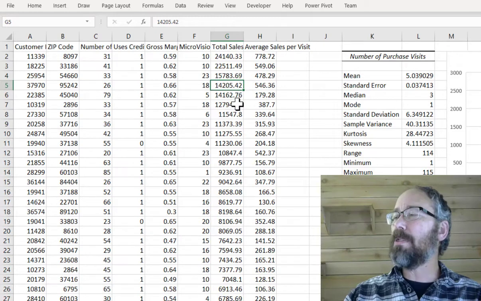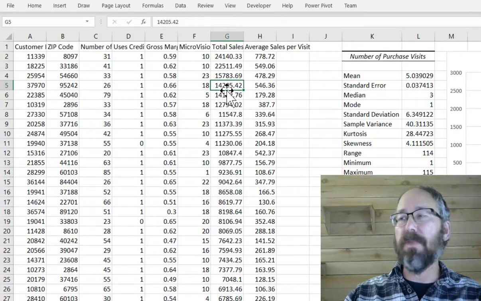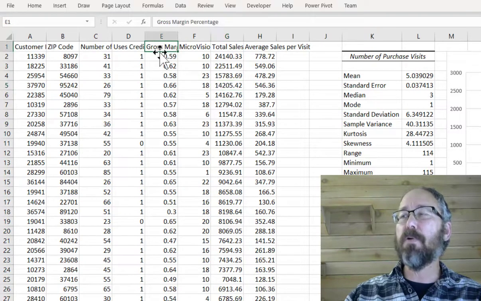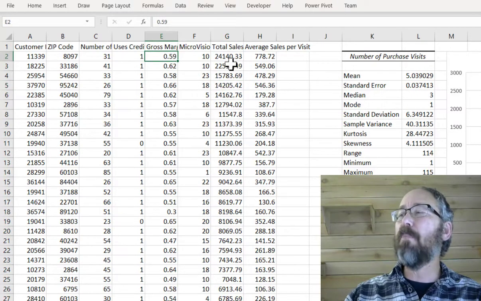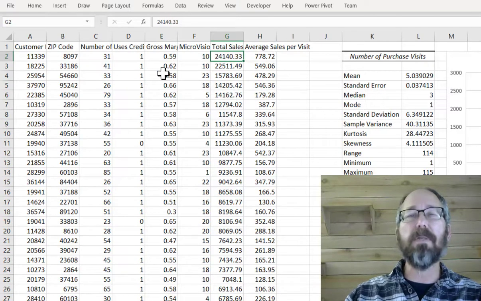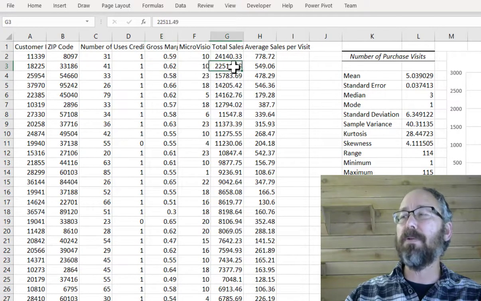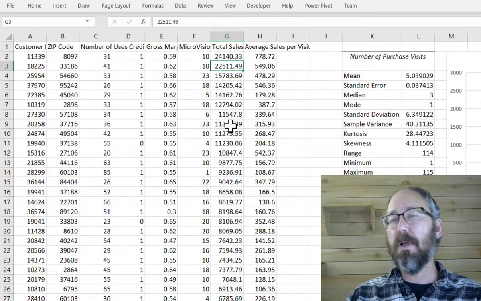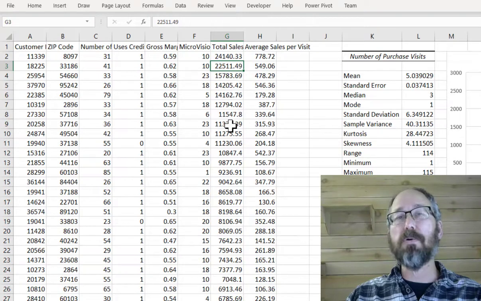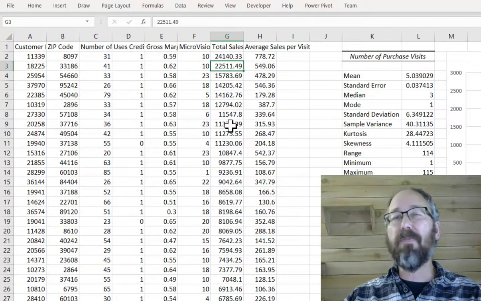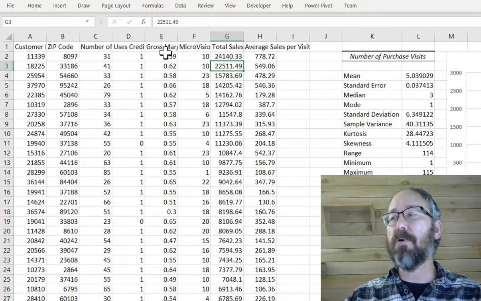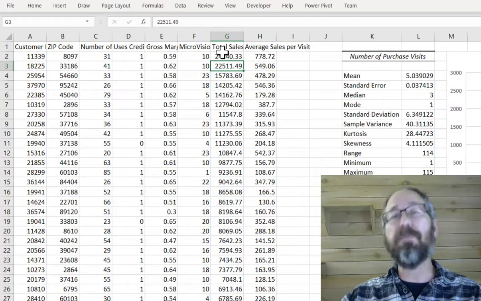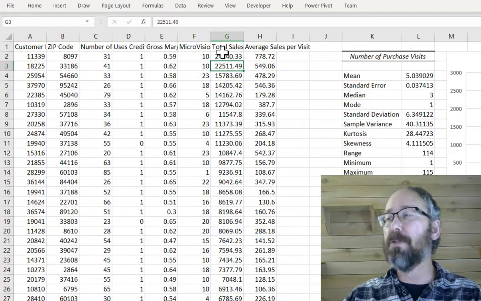But notice that we're not making the same amount from all of these. We know that because of the gross margin percentage. We're making 0.59 on 24,000 and we're making 0.62 on 22,000. So do we want to just increase our gross sales, or do we want to increase our gross margin percentage? From a business perspective, we want to increase that gross margin percentage combined with the total sales.